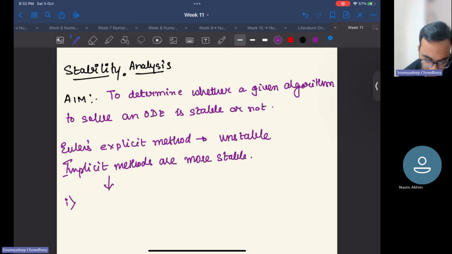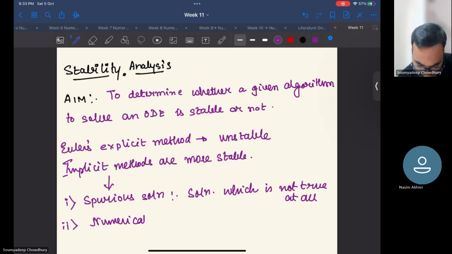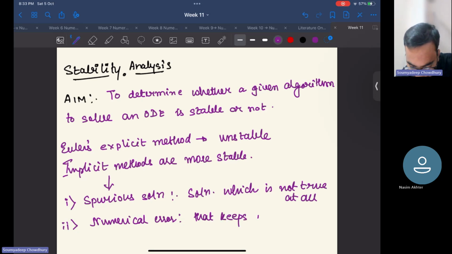So there are basically two ways. One is known as spurious solution: the solution which we get by these techniques is not at all true. And the second way by which our solution can become inaccurate or unstable is the numerical error. This numerical error is inbuilt in any numerical technique, so with each iteration or with each step, it keeps accumulating.